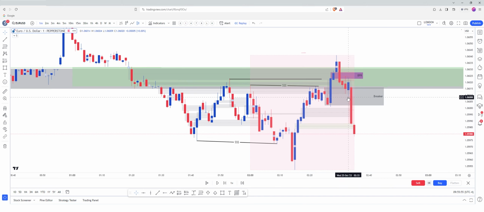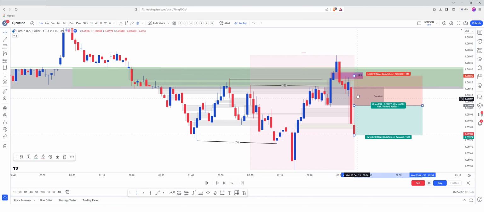We've left a large fair value gap at this point. So there's a gap between this candle and this candle. So we have a bearish fair value gap going into a bearish breaker block. This is where I was placing my entry short.